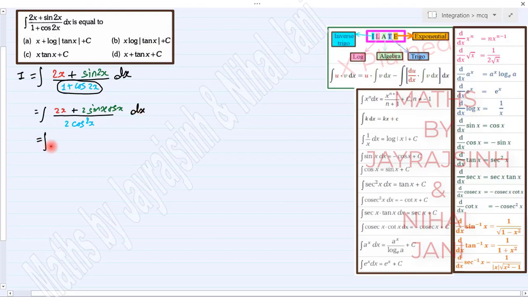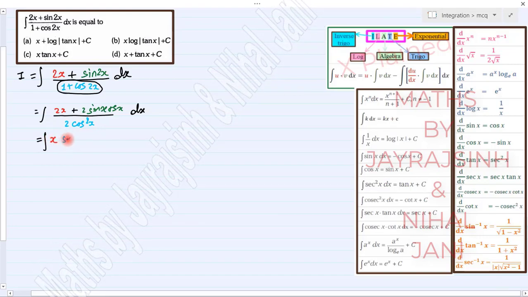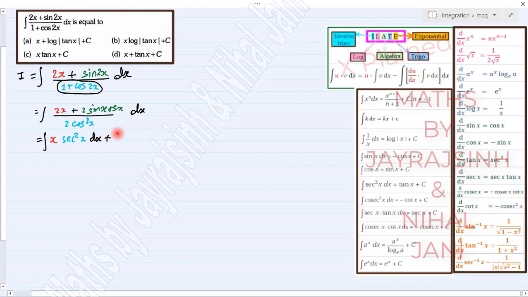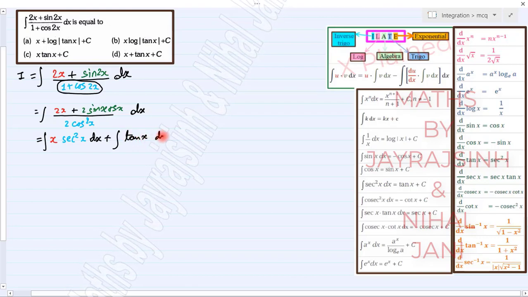For further simplification, let's give individual denominators. So in the first term, we will get x upon cos square x, or we can say x into sec square x. And in the second term, one power of cos will cancel out. We will get sin by cos, which will convert into tan x dx.